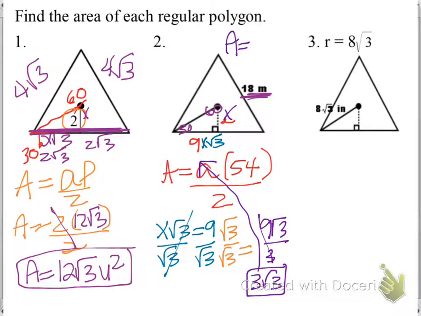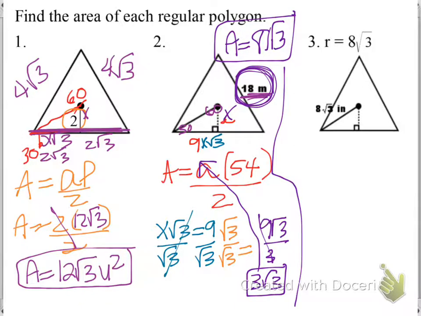So our area here is 81 square root 3. Now on this one, since they gave you the side, would it have been easier to use the equilateral formula? Yes, it would have been. But again, we're just practicing this stuff.